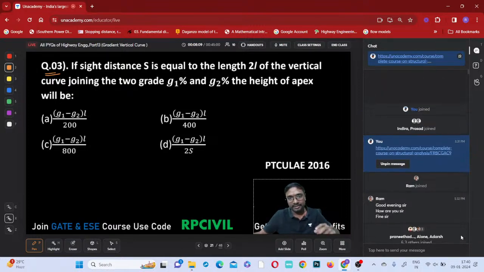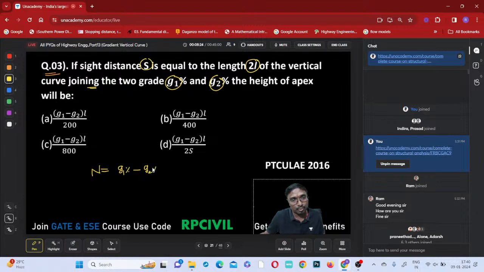Right. So what is that you can say? If the sight distance S is equal to the length 2L of this vertical curve joining the two gradients G1 and G2, right? So what is the net deflection angle? Tell me. That net deflection angle we can take as G1 percentage minus G2 percentage, or in terms of value, G1 percentage minus G2 percentage, divided by 100. That is your net deflection angle, right?